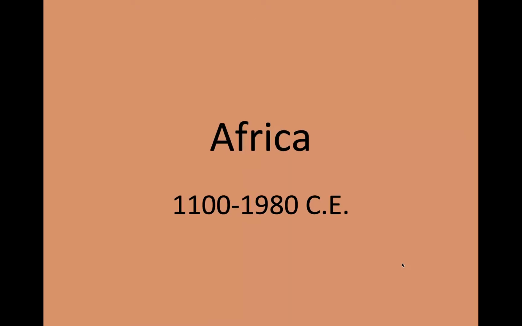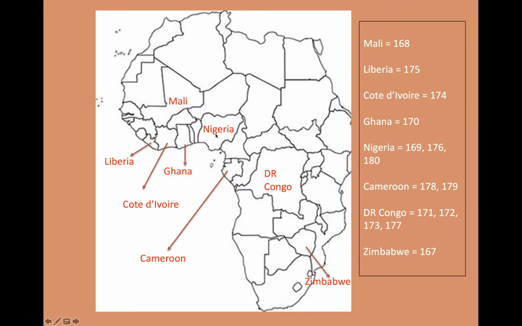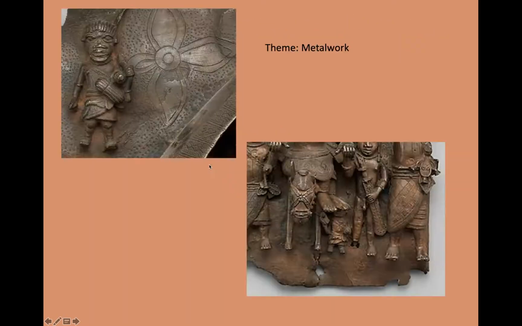So let's go back and look at our map so that we know where we are. Here's Nigeria, this little chunk right here. Okay, so last time we did this little section of Western Africa. Now we're going to do this little piece right here. So we're going to go to Nigeria.